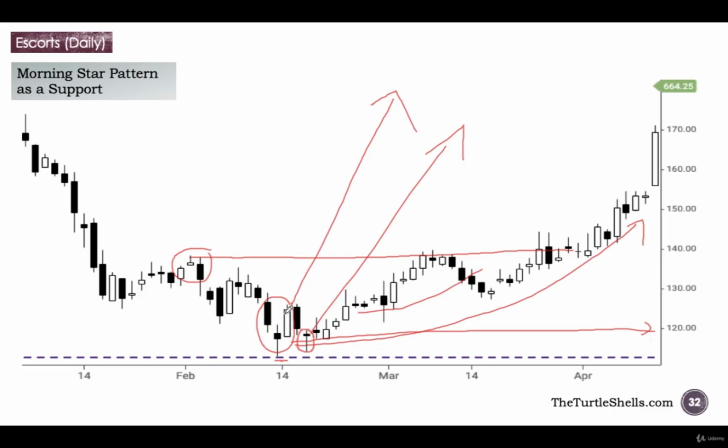The same pattern can be seen but with small candles. That doesn't make any sense. We need a long black candle, long white candle, and as small as possible middle candle, the star or the spinning top. Okay.